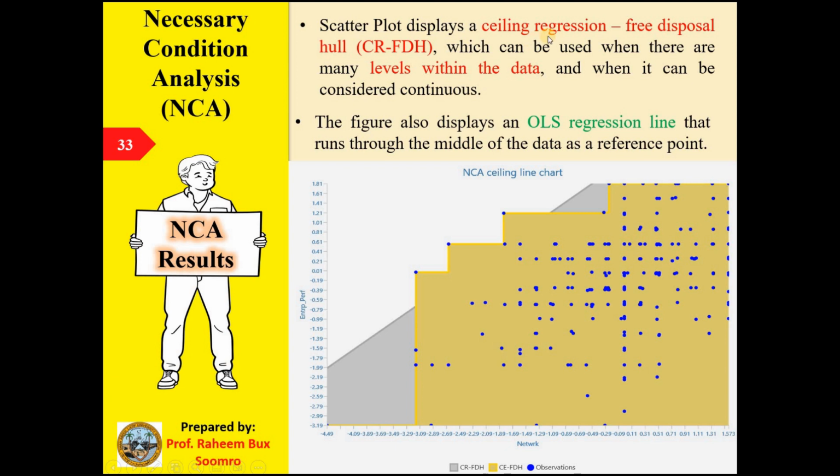Then the scatter plot has the ceiling regression free disposal hull, CR-FDH, which can be used when there are many levels in the data and it can be considered continuous. So you are looking at this continuous line. Then there is another line, the OLS line, which is not available here, but I already showed you. So basically 3 lines are there: the CR-FDH, the CE-FDH, and the OLS regression line.